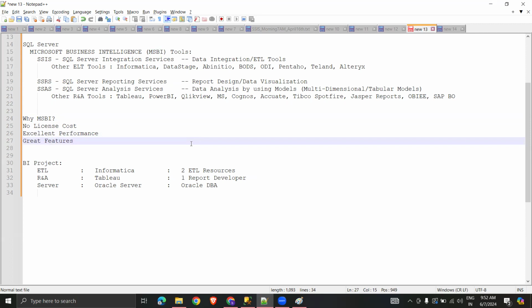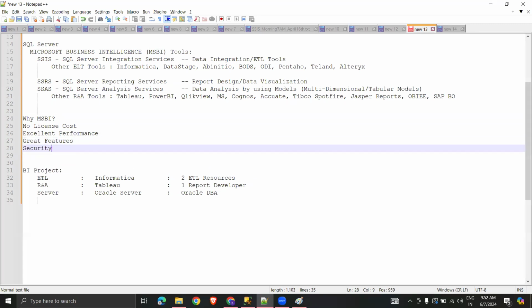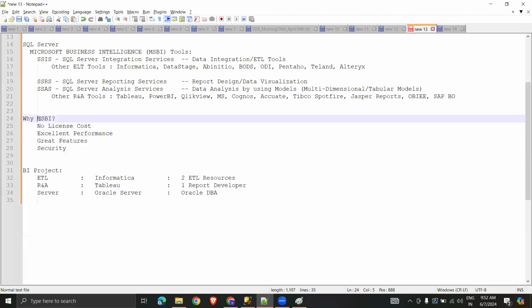Are we good now, sir? Yes. And better security as well. Because of all these four characteristics, MSBI is on top of the rest of the BI tools.